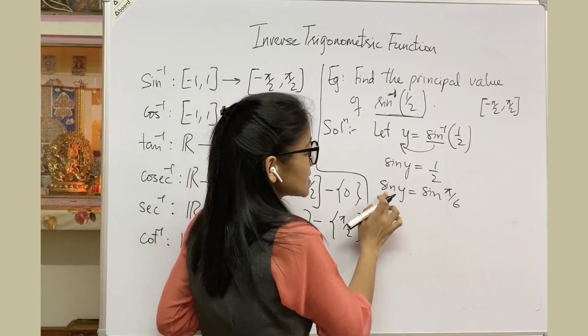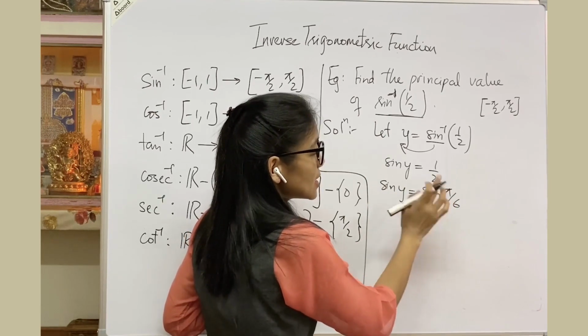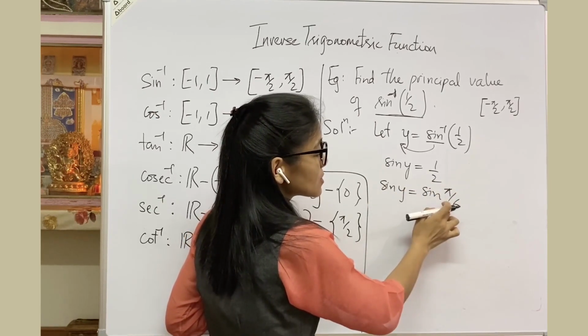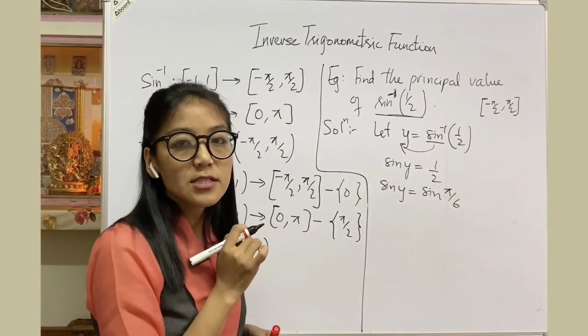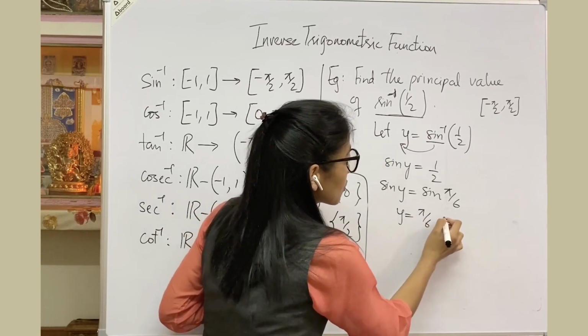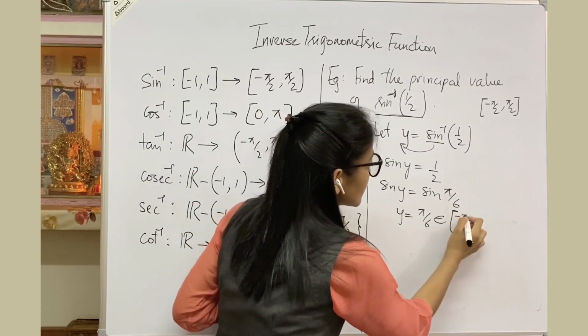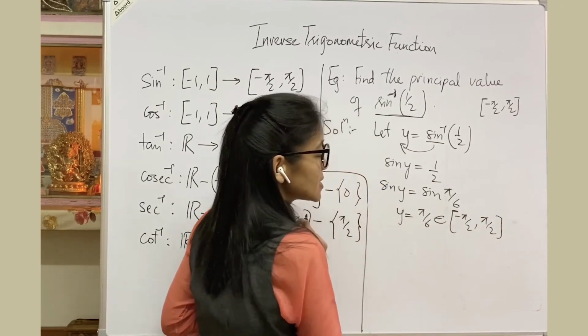Now you look here. This is sine, this is sine, so these two you can cancel. So y is equals to pi by 6. First you will not directly write y is equals to pi by 6. First you check whether pi by 6 comes in this interval or not, okay? So we get y is equals to pi by 6, which belongs to the closed interval negative pi by 2 to pi by 2. It lies within this interval, okay?